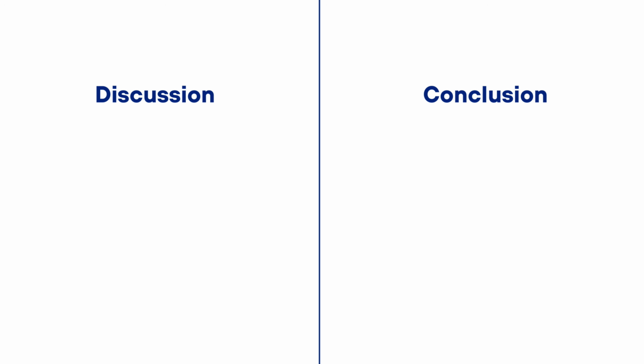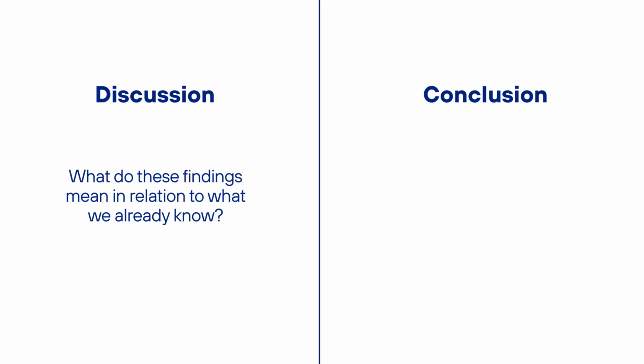Now, hold on to these two questions. Screenshot them, write them down somewhere. The discussion chapter asks this question. What do these findings mean in relation to what we already know? The conclusion chapter asks this question. So where does this leave the thesis overall?